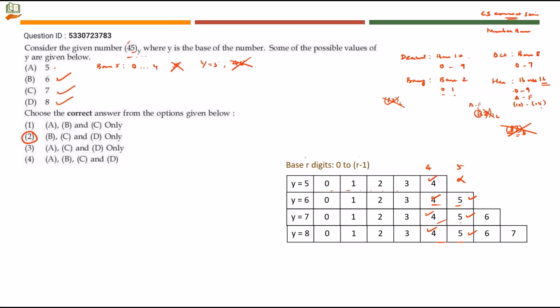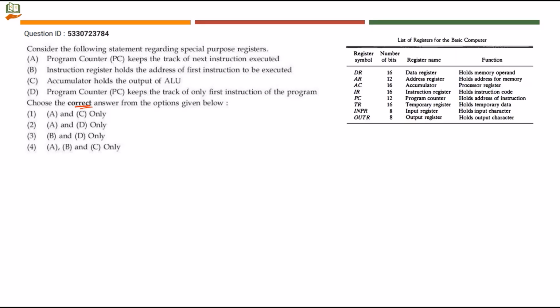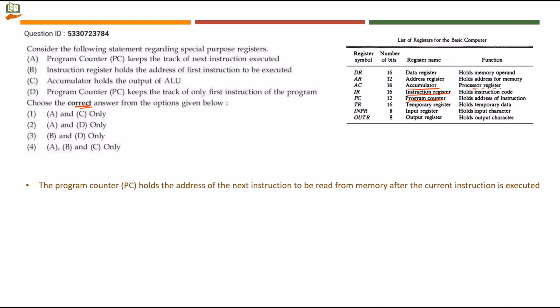Next question. Consider the following statement regarding special purpose registers. They have given 4 statements. Choose the correct answer from the options given below. So we have to choose the correct statement. The list of registers for the basic computer is taken from the reference book. Here we have program counter, then we have instruction register and we have accumulator here. So they have just given what kind of work it is going to do. The program counter holds the address of the next instruction to be read from memory after the current instruction is executed.